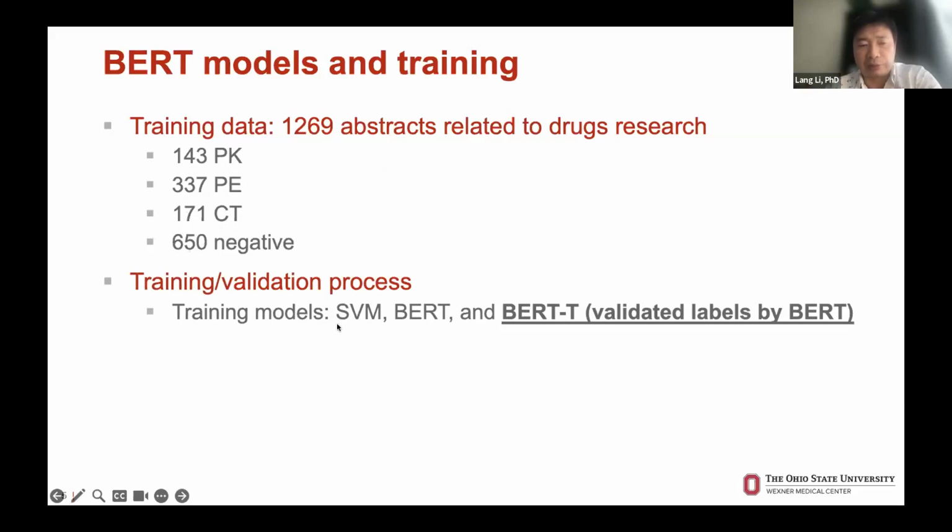And we tried three types of model: support vector machine, BERT model, and also BERT-T model. In this case, we later found out that some of the labeling we did in the database when we created the training data was not fully accurate. So we went back to the labeling process and confirmed all the labeling, and that actually led to a better performance model.